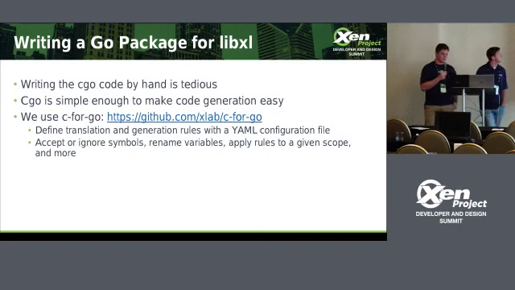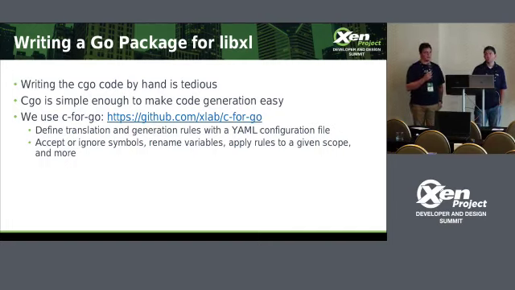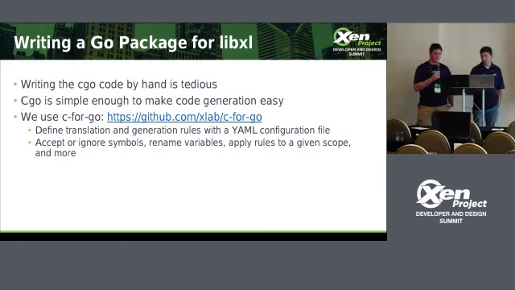And so we've been using a tool called c-for-go, which is developed by XLab on GitHub. This has been used to generate Go bindings for things like the Vulkan API, Android API, and many more with some great success. It's very easy to use. You can pretty much specify your source headers and then apply translation and generation rules to those. So you can accept or ignore symbols. You can perform transforms on names if you want to drop the libxl prefix, or if you want to change from snake case to camel case, or any of those types of things. And so it's really flexible in that way, and lets you pick the pieces that you need and exclude the ones you don't.